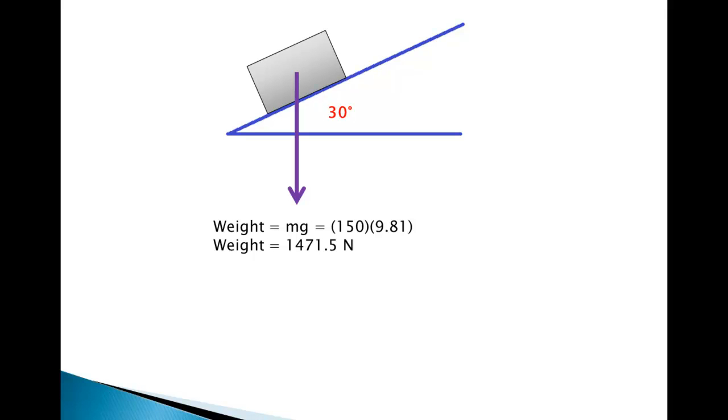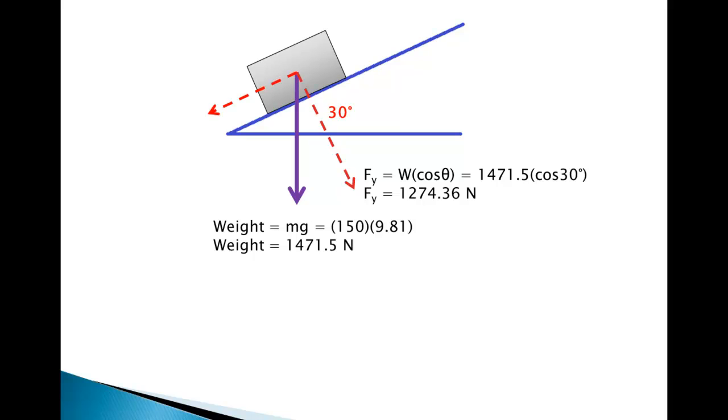As you recall, whenever we're dealing with an inclined plane, we have to break it into its two components. One is the Fy component, which is the weight times the cosine of theta, or 1471.5 times the cosine of 30 degrees, or 1274.36 newtons. We also need the weight component parallel to the surface, which we'll call Fx, which is W times the sine of theta, or 1471.5 times the sine of 30 degrees, or 735.75.